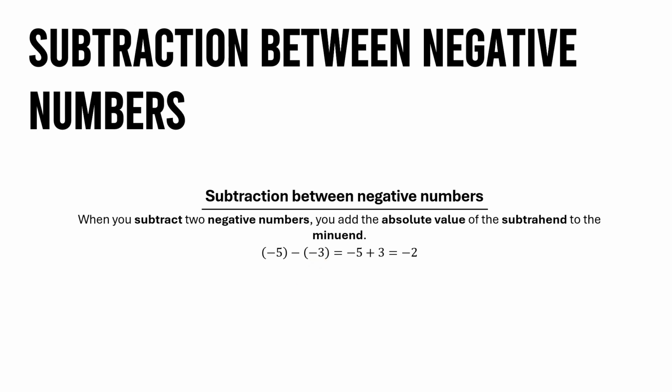Here we have negative 5 in parentheses minus in parentheses negative 3 equals negative 5 plus 3. This is because a negative times another negative equals a positive. So negative 5 plus 3 equals negative 2.